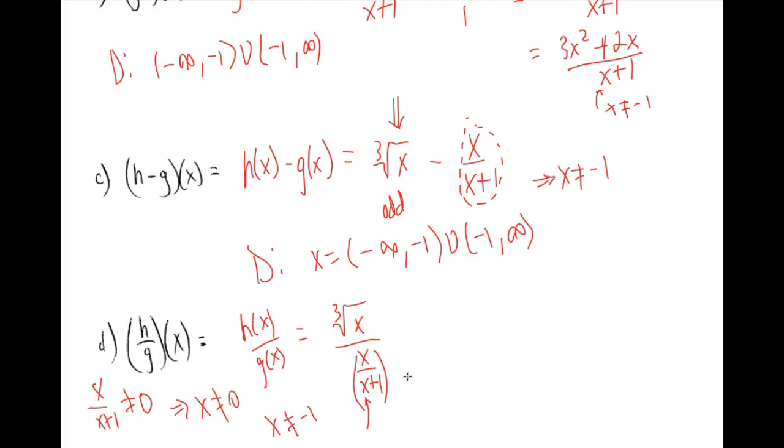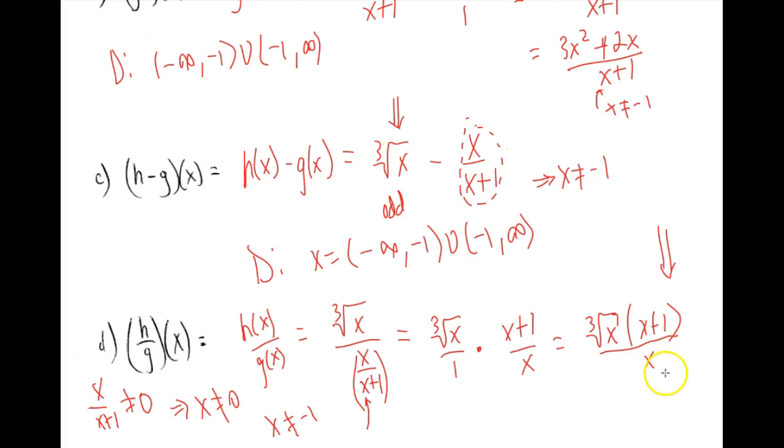So if we go ahead and simplify this function, it will look something like this. If we keep on going, we know that this is cube root of x over 1 times, and we're going to do the keep, change, flip principle. So we keep the numerator the same, change the operation from division to multiplication, and then we flip the bottom fraction. Okay? And so once we have that, we just have cube root of x times x plus 1 all over x.